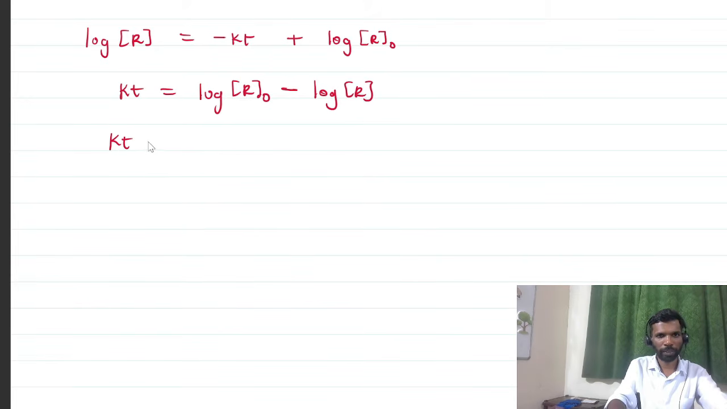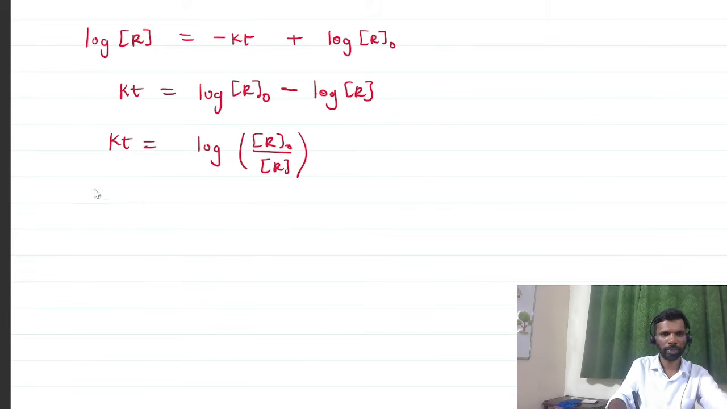So Kt is equal to what? Log of A minus log of B can also be written as log of A upon B. So over here this becomes log of R0 by R. Therefore time is equal to, sorry, I think I made a mistake in writing this. Here it is 2.303.